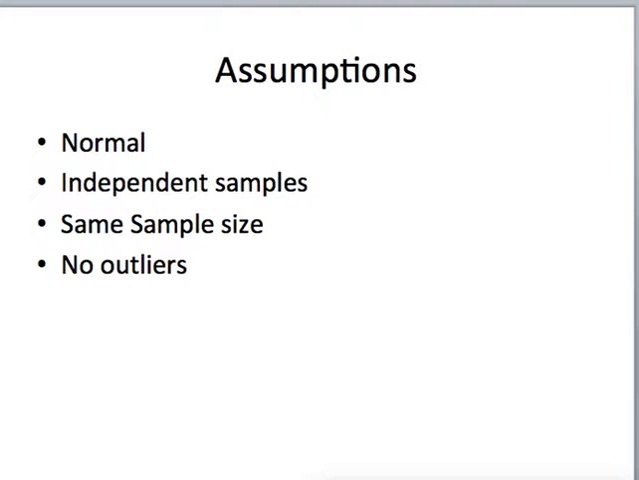To be sure we can use this technique, we must make sure that the populations are approximately normal using the central limit theorem. The two samples do not affect each other, so they are independent. They have the same sample size, and there are no outlying values.